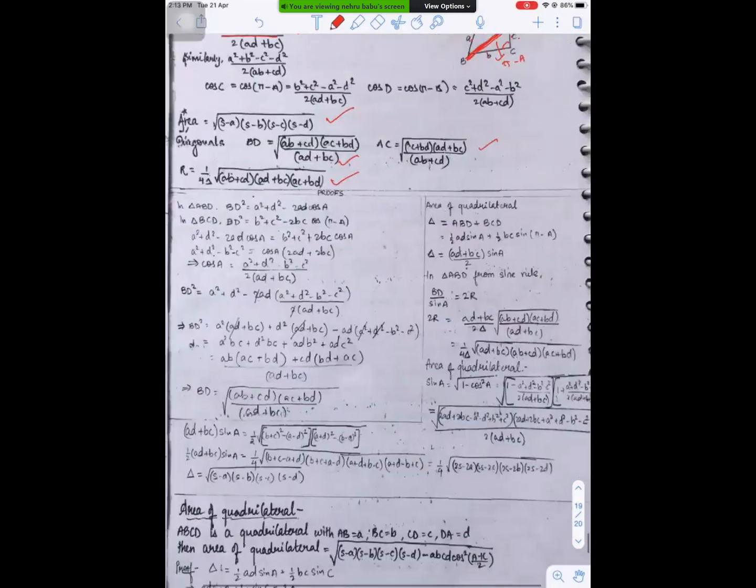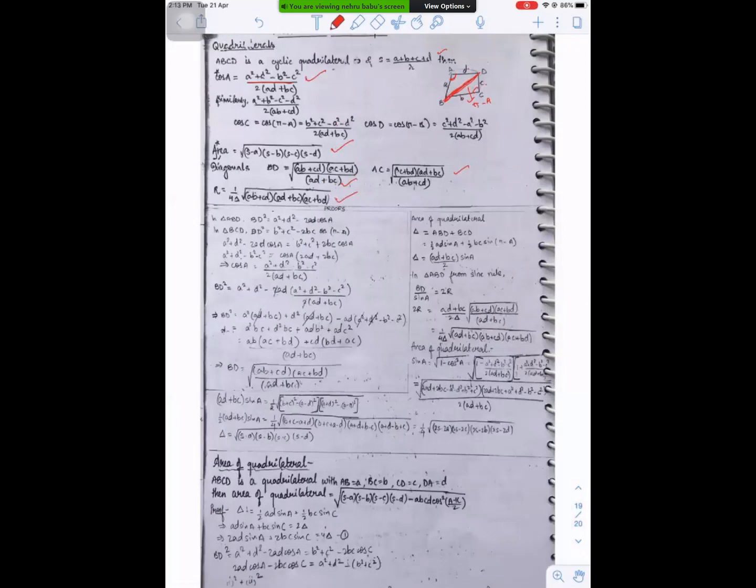In triangle ABD, by using the cosine rule, BD square equals a square plus d square minus 2ad cos A. In triangle BCD also we write the result. From that we got the cos A result. After getting cos A, BD square equals a square plus d square minus that cos formula. After simplifying, we got this.